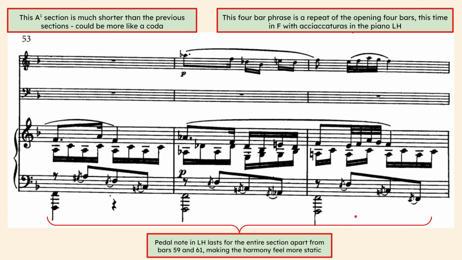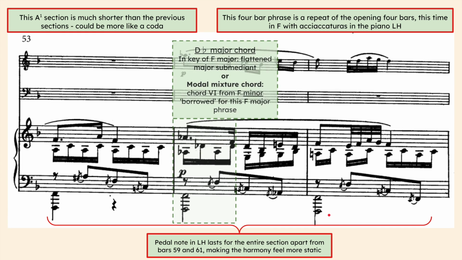Bars 52 to 55 closely mirror the opening 4-bar phrase, this time in F major, and includes the modal mixture D flat major chord at bar 54, the submediant chord 6 of the parallel key F minor. Check the reference sheet to see all the chords in both of those keys. The only other thing to mention is the addition of the acciaccaturas in the left hand of the piano, which we didn't see at the start.